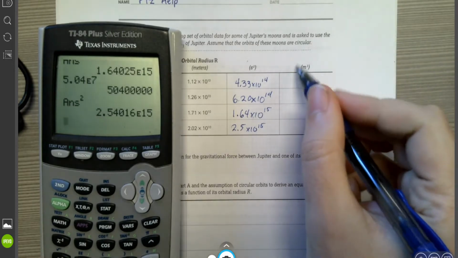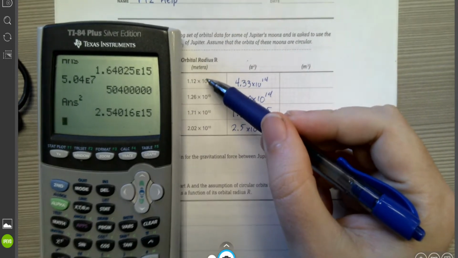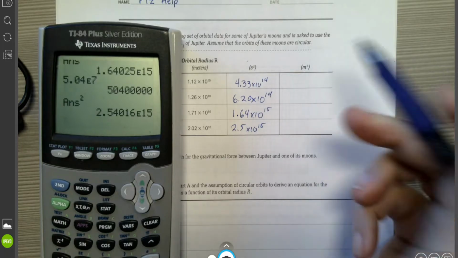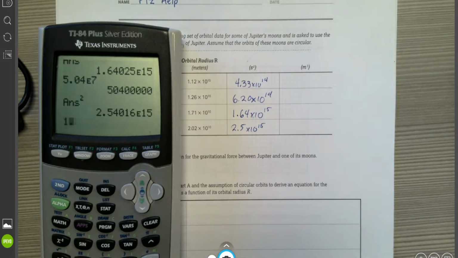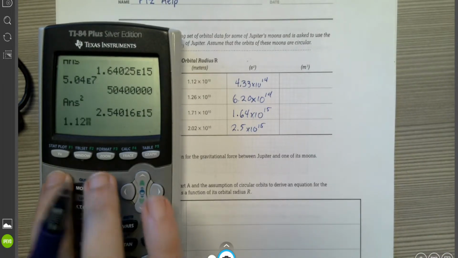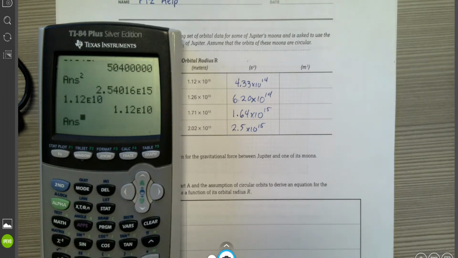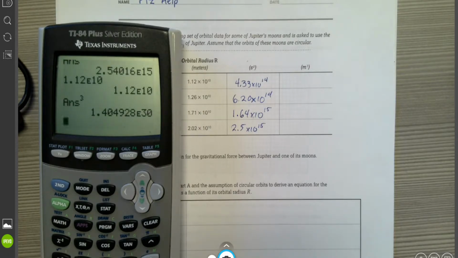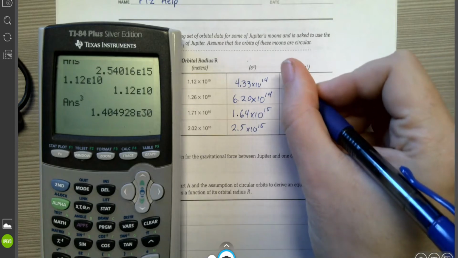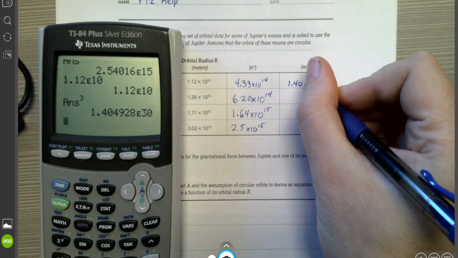All right, so let's look over here at meters cubed. I have to take the orbital radius in meters and cube it, so it's the same exercise. We do 1.12 EE 10th power, then raise it with caret 3 to the 3rd power, and that gives me 1.40 times 10 to the 30th power.